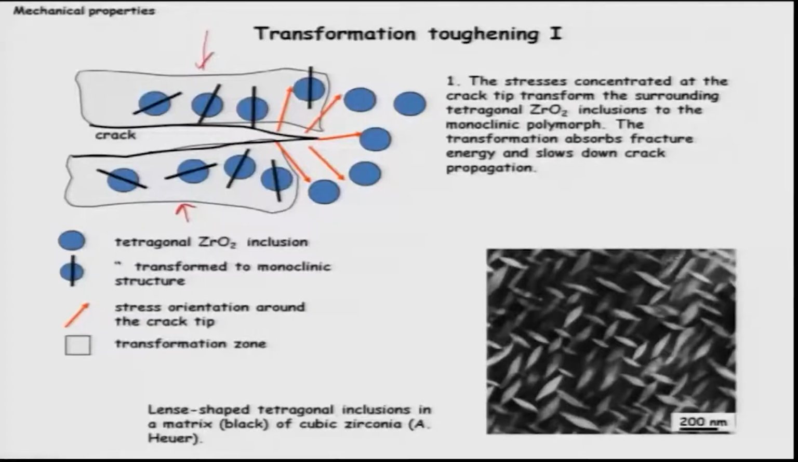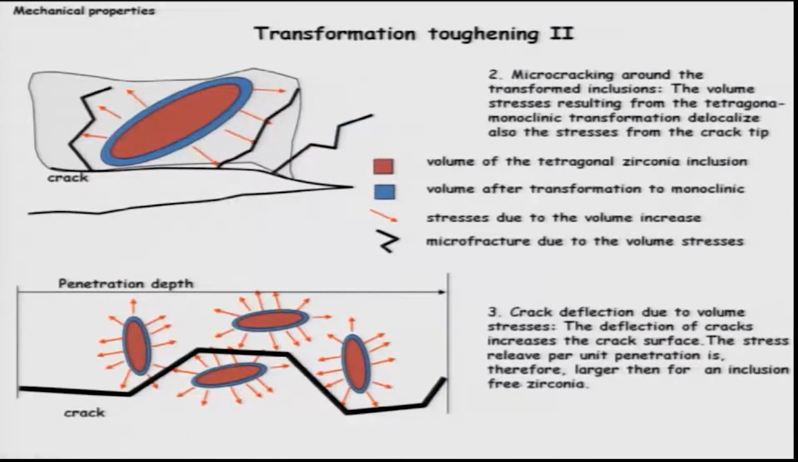You can see here the lengths of the tetragonal inclusions, these are tetragonal in a cubic matrix, close to about 200 to 250 nanometers, and they can be made even larger. These are the ones that, when the crack moves, these precipitates transform from tetragonal to monoclinic. The second way of doing this is another way.